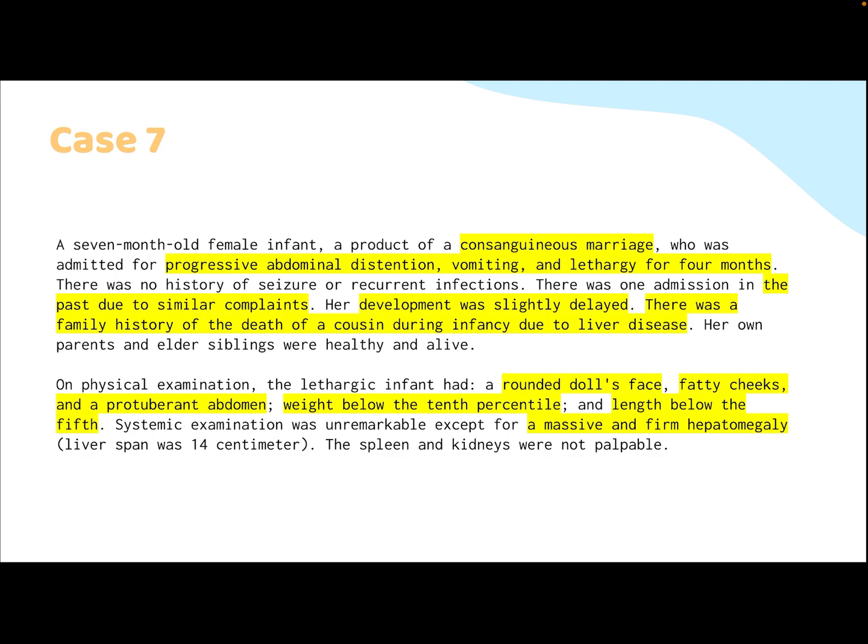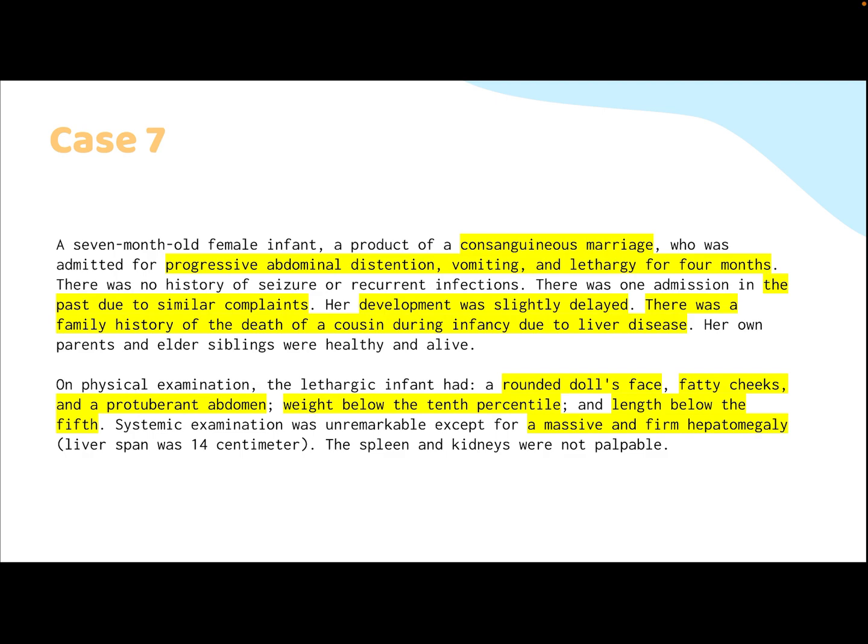Her development was slightly delayed. Not really a significant developmental delay, but she features significant abdominal distension, vomiting, and lethargy. There was a family history of death of a cousin during infancy due to liver disease. So the family history is positive, and the problem was liver disease, and the patient has abdominal distension, vomiting, and lethargy.